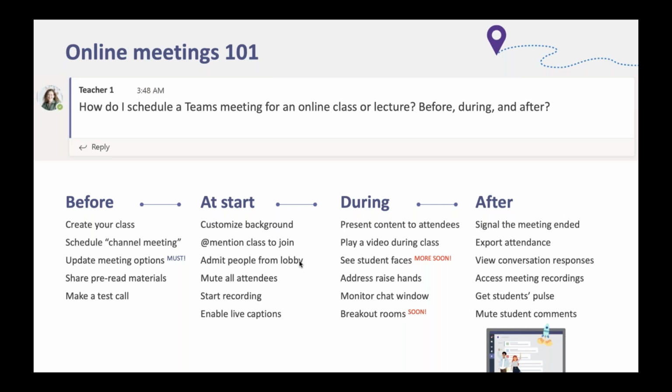At the start, we were talking about how you customize your background. You can use that @mention in that team or channel to say, right guys, here's an announcement, we're about to go live in 10 minutes, join. You can have your learners wait in a lobby, and this is all to do with your meeting options. In your meeting options, you can allow your learners to stay in a lobby.